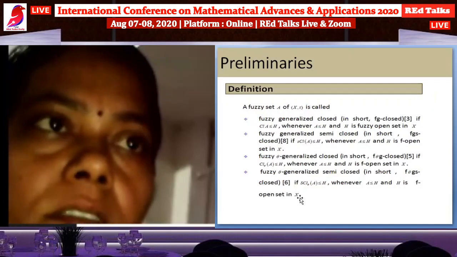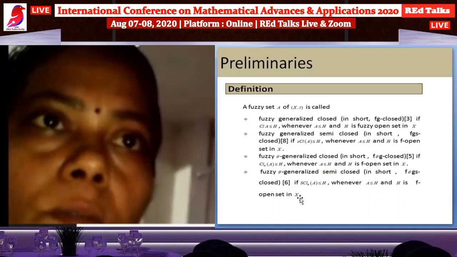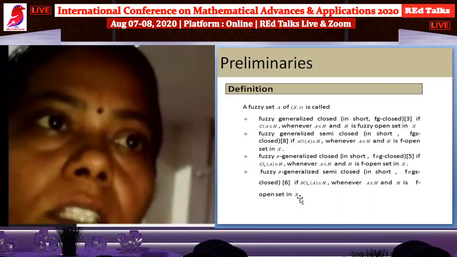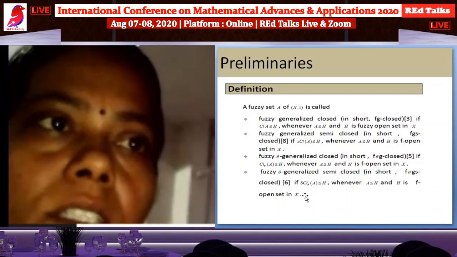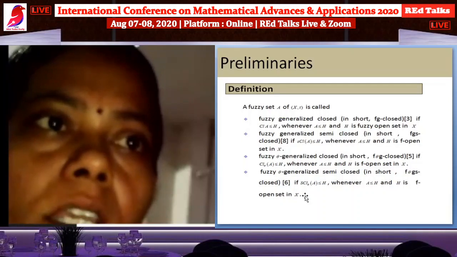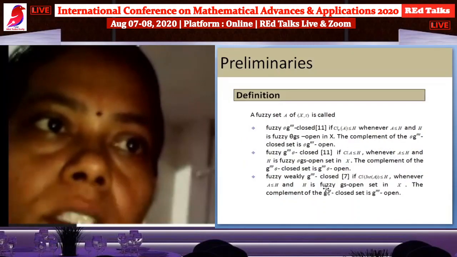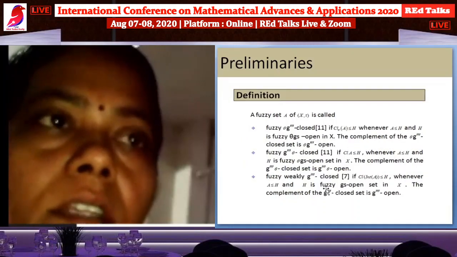A fuzzy set A of a topological space is fuzzy generalized closed if the closure of A is less than or equal to H whenever A is less than or equal to H and H is a fuzzy open set in X. Fuzzy generalized semi-closed if the semi-closure of A is less than or equal to H whenever A is less than or equal to H and H is a fuzzy open set in X. Fuzzy theta generalized closed set if the theta closure of A is less than or equal to H whenever A is less than or equal to H and H is a fuzzy open set in X. Fuzzy theta generalized semi-closed if the semi theta closure of A is less than or equal to H whenever A is less than or equal to H, H is a fuzzy open set in X.